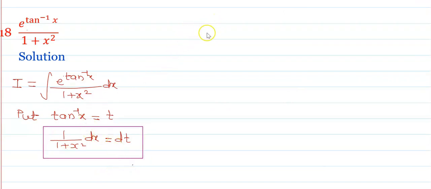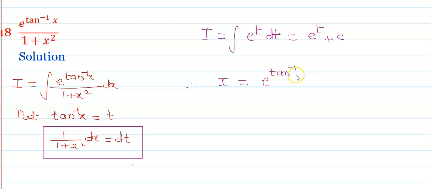Therefore, our integral I is equal to the integral of e raised to tan inverse of x, which means e raised to t, times dx upon 1 plus x square, which is dt. What is the integral of e raised to t? It is e raised to t plus c. Resubstitute the value of t. Therefore, I is equal to e raised to tan inverse of x plus c.